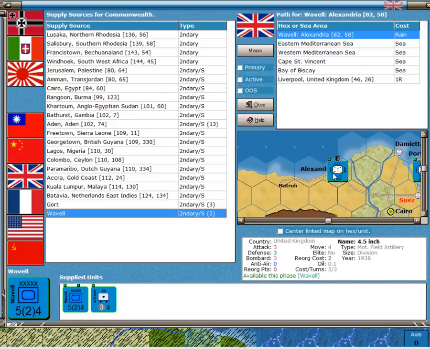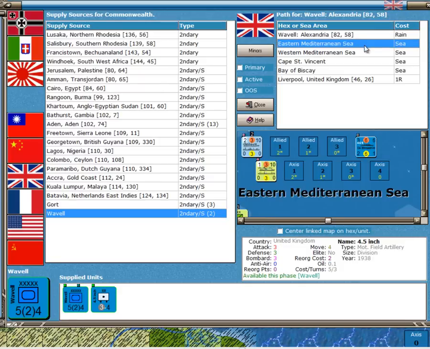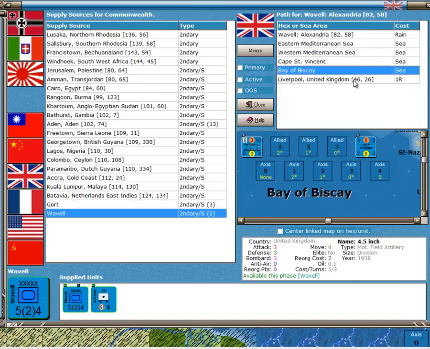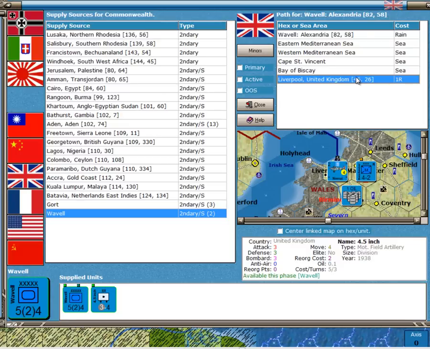These are currently located in Egypt, and Wavell's source of supply, he's in range, so the number of basic hexes in his supply path has to be kept down to 2. But that's not a problem because he just goes to the Eastern Med, and then to the Western Med, Cape St. Vincent, Bay of Biscay, and he can draw down supply from the primary supply source, Liverpool.